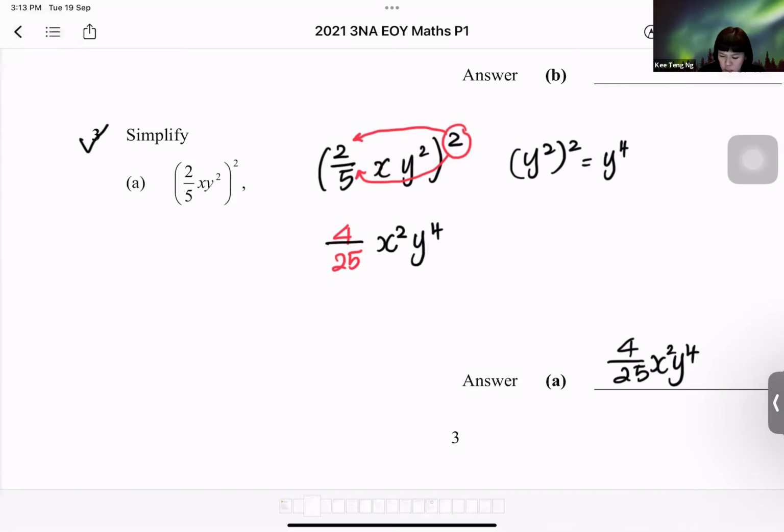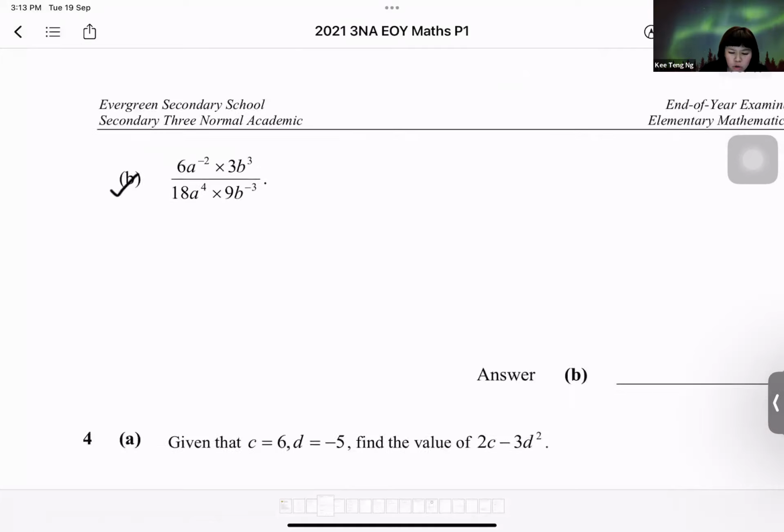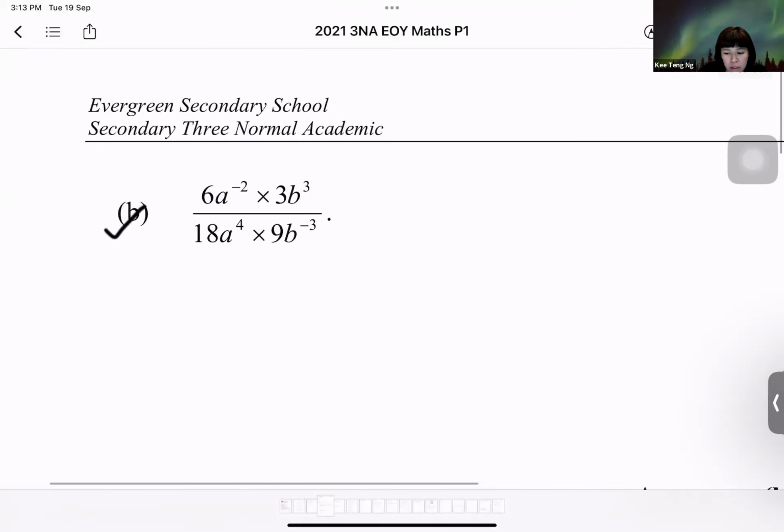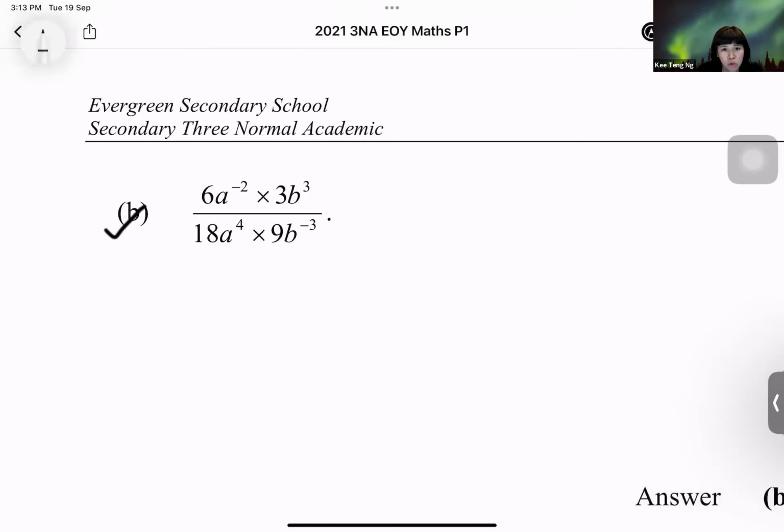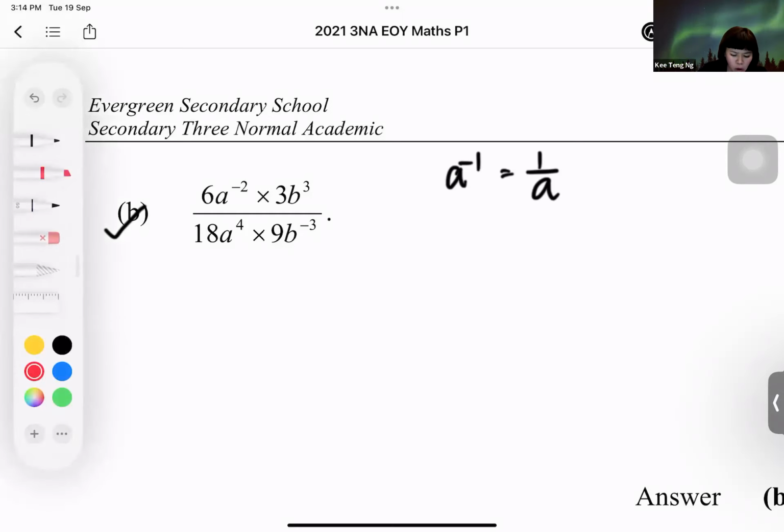Okay, next question. Now, this question over here, there are a couple of different negative powers. So for me, I'll try to change the power first. When there is a to the power of -1, for example, it becomes 1 over a. This means I need to shift the position, and the power goes from negative power to positive power. So for example, I have in this case a to the power of -2. So what do I need to do? I need to shift this down.